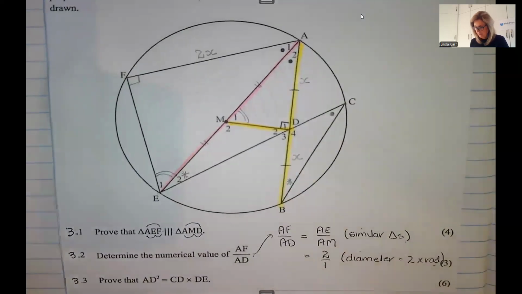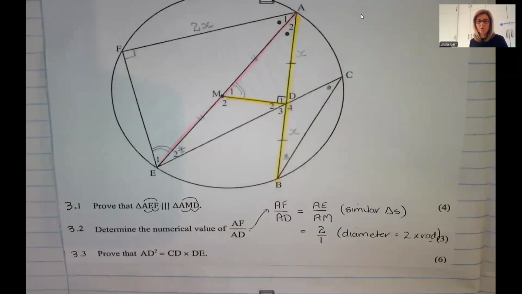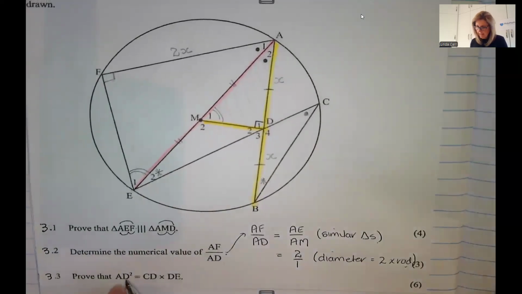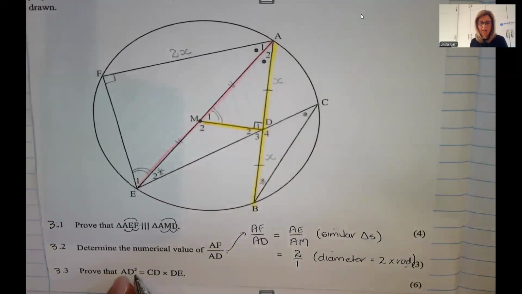All right, last question for 6 marks. Prove that AD squared is equal to CD times DE.